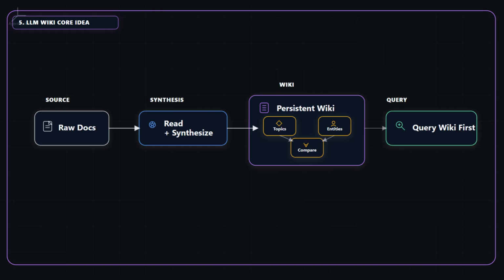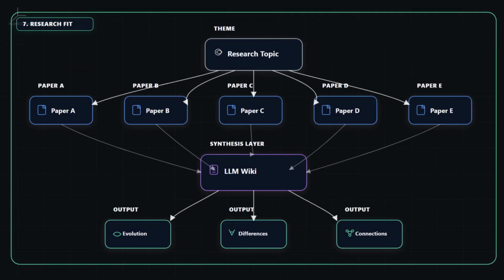A simple example is research. Say you are studying transformers and you have the original attention paper, scaling law papers, retrieval papers, context compression papers, agent and benchmark papers. A plain RAG system can answer questions from these papers. But every time you ask a question like, how did the idea evolve? Where do these papers connect? Where do they disagree? And what changed over time? The model keeps redoing the synthesis again and again.